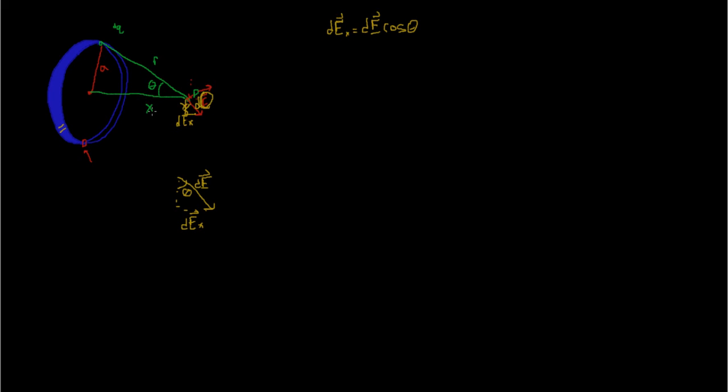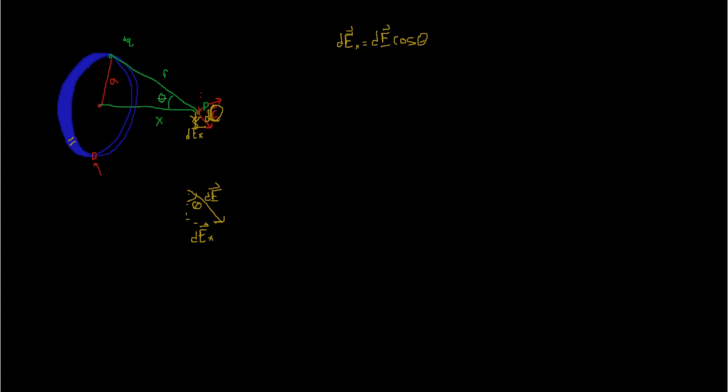And two variables that won't change, or three, will be this distance, x, from point P, the distance r from point P, and the radius, because this radius will stay the same because this is a uniform circular ring. So we can convert cosine of theta, looking at this triangle here, to adjacent over hypotenuse, so x over r, so that will equal cosine of theta.